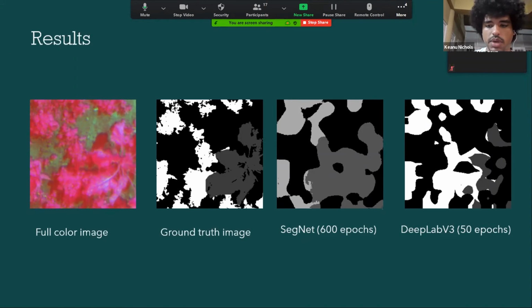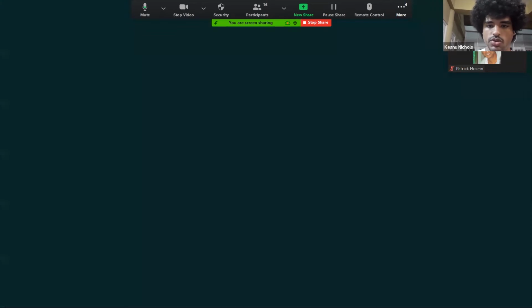But so far, we are getting some okay results. We've been working with UNet, but we still have to train it and test it on our dataset. So hopefully we'll be getting those results soon enough.